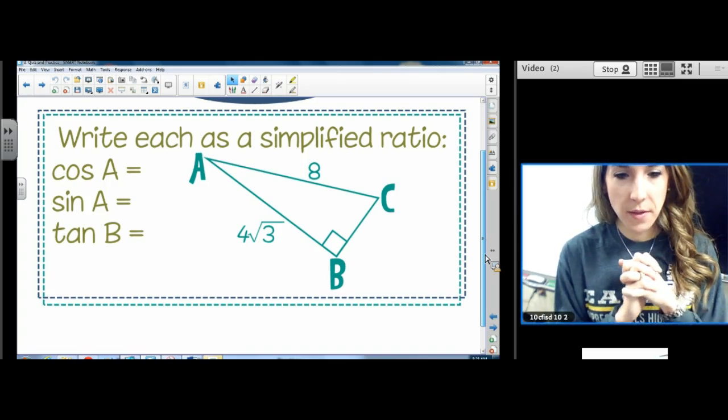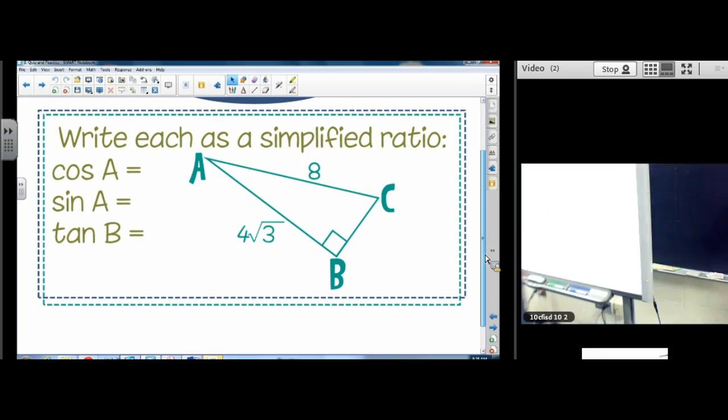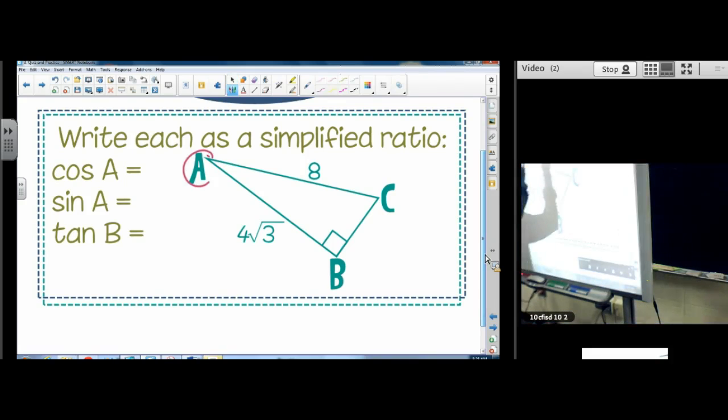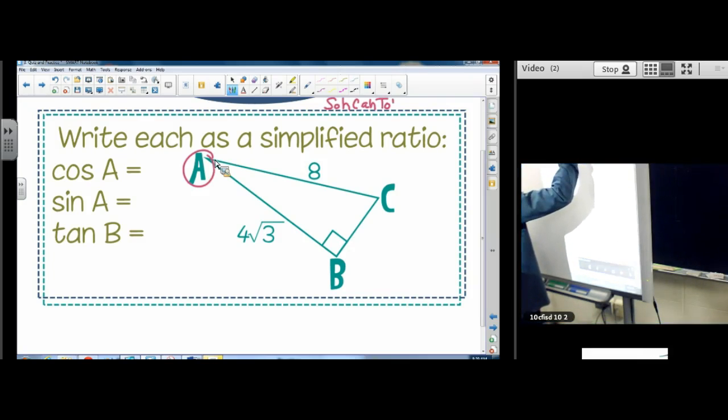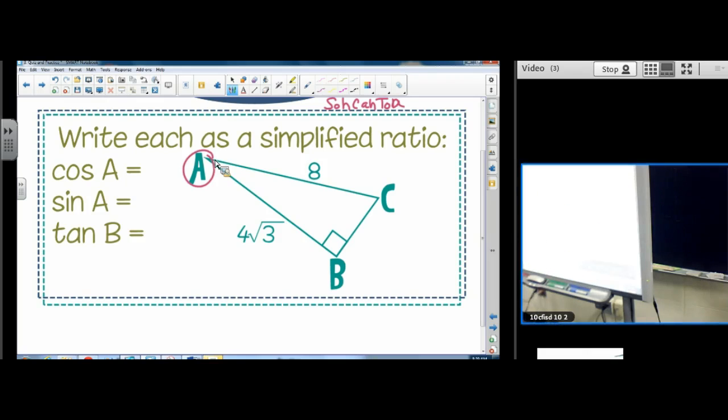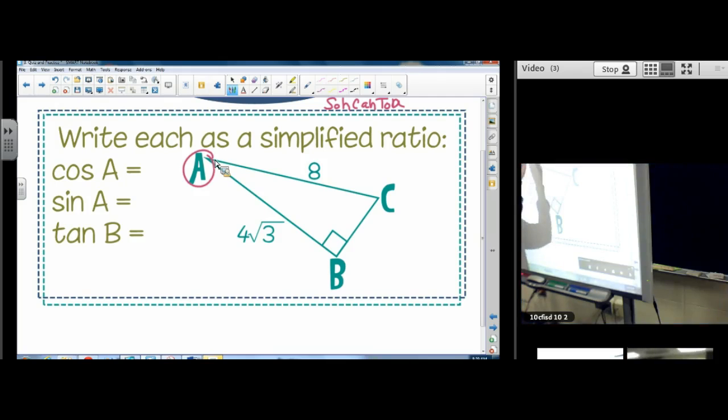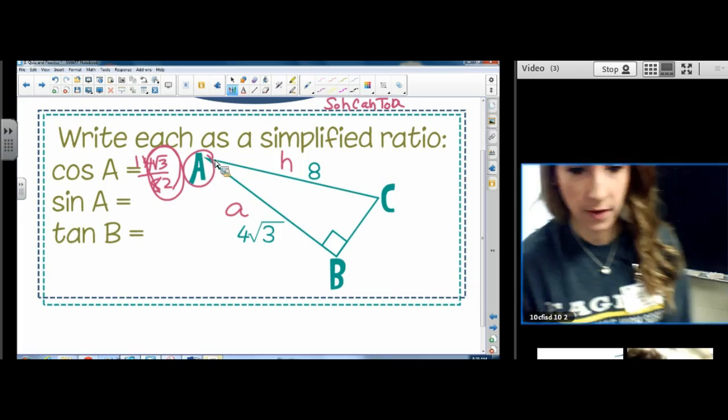So Chloe got square root 3 over 2. Let's look at that. So we would circle angle A. SOHCAHTOA, do you remember how to spell it? Did you memorize how to spell it? Sorry. SOHCAHTOA tells us that cosine is adjacent over hypotenuse. So adjacent over hypotenuse, and this would reduce to 1/2. So you're right, it would be square root of 3 over 2. Very good.